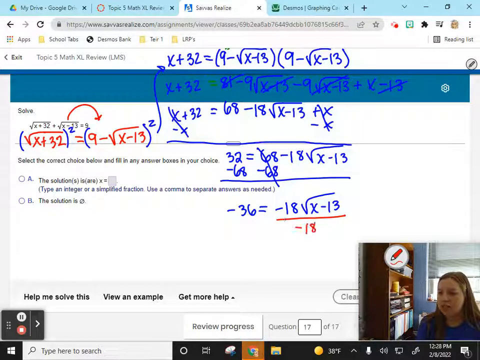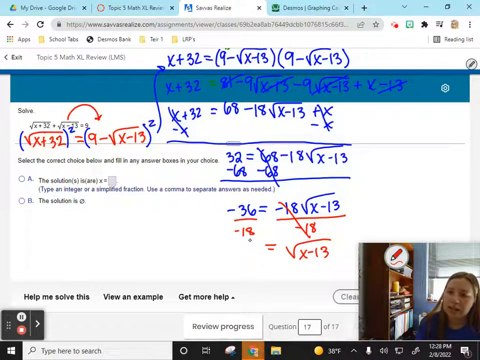And then the last number on the same side of my radical is this 18. So I'm going to divide both sides by negative 18. They cancel each other out. We're left with radical x minus 13. Negative 36 divided by negative 18 is 2. And now we've got a radical equation. We've got our radical isolated on my right side, equal to a number. This one's not going to be half so bad.